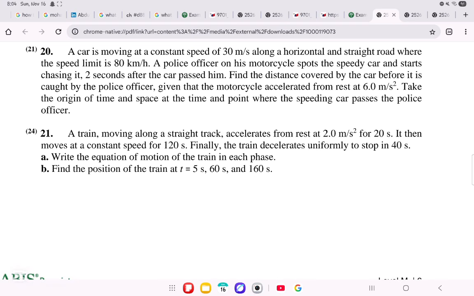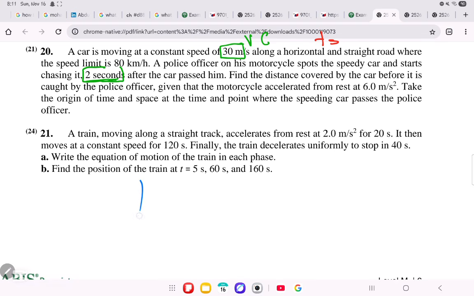Okay, so what we can do now is label whatever we have. We have the constant speed of the car, so V car, because it's a constant speed. Now, this is very crucial information: the car travels a time t seconds. So honestly, this is why I would prefer to graph whatever I have. So let us graph it.